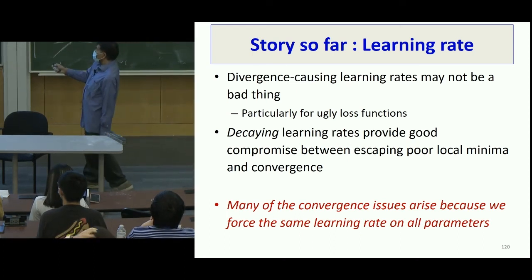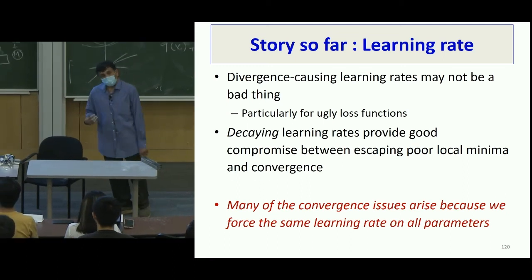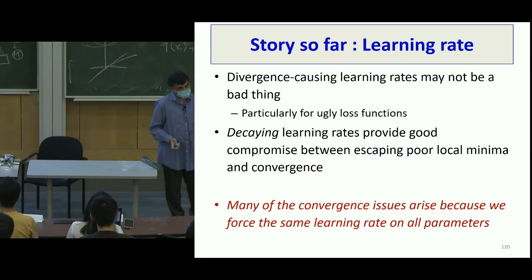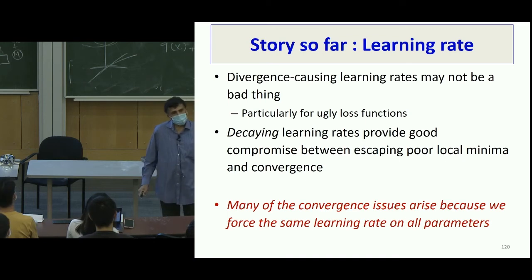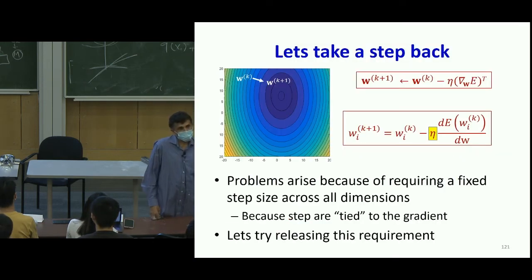Many of the convergence issues arise because we force the same learning rate on all of the parameters, which is what somebody else pointed out. So let's try to change this last criterion. Let's try to say we can use a different learning rate on each parameter, right?